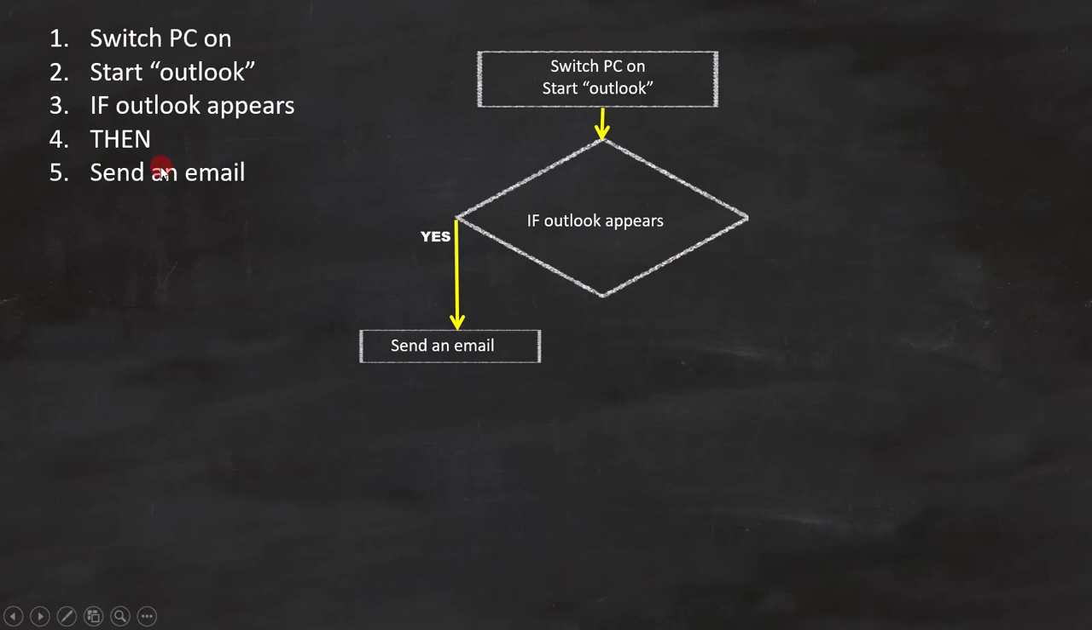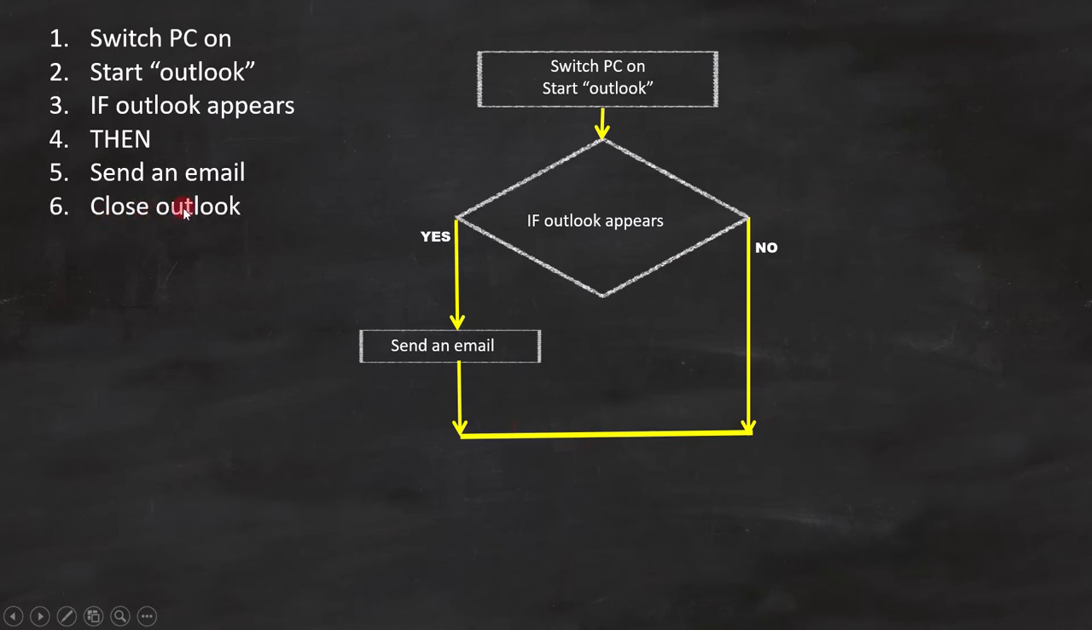Now let's see how to represent it in the flowchart for more clarity. Here, only one statement is executing if condition becomes true. Since there is no else part in the code, nothing happens when the condition fails. And we have to show it like this. And line number 6 is close Outlook. And it will be represented like this in the flowchart. So this is how we have to draw the flowchart.